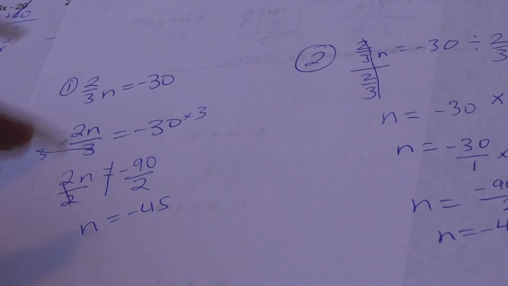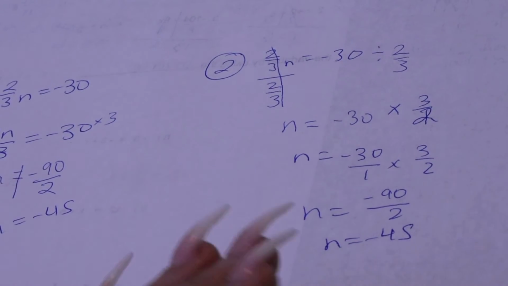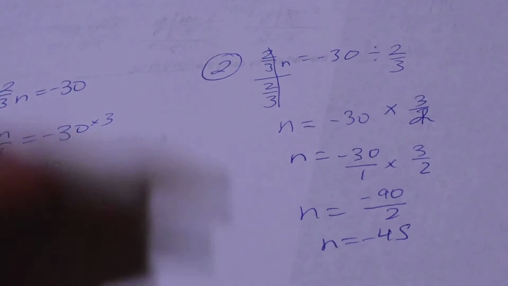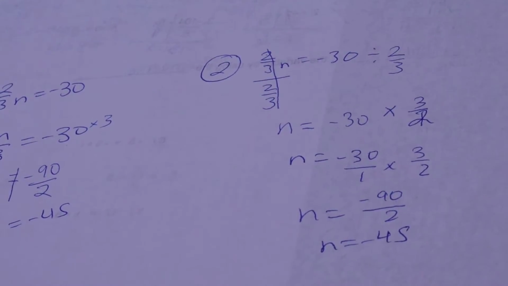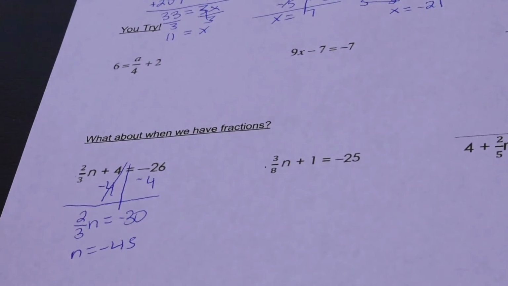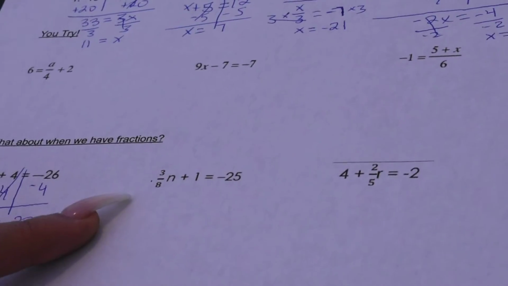You can multiply by 3, then divide by 2, or you can divide by the fraction itself, but remembering to multiply by the reciprocal. Remember, dividing by a fraction is the same thing as multiplying by its reciprocal. Do whichever way you like, all right? So let's do one more. Here we figured out that n equals negative 45. Cool. So let's look at number 2.